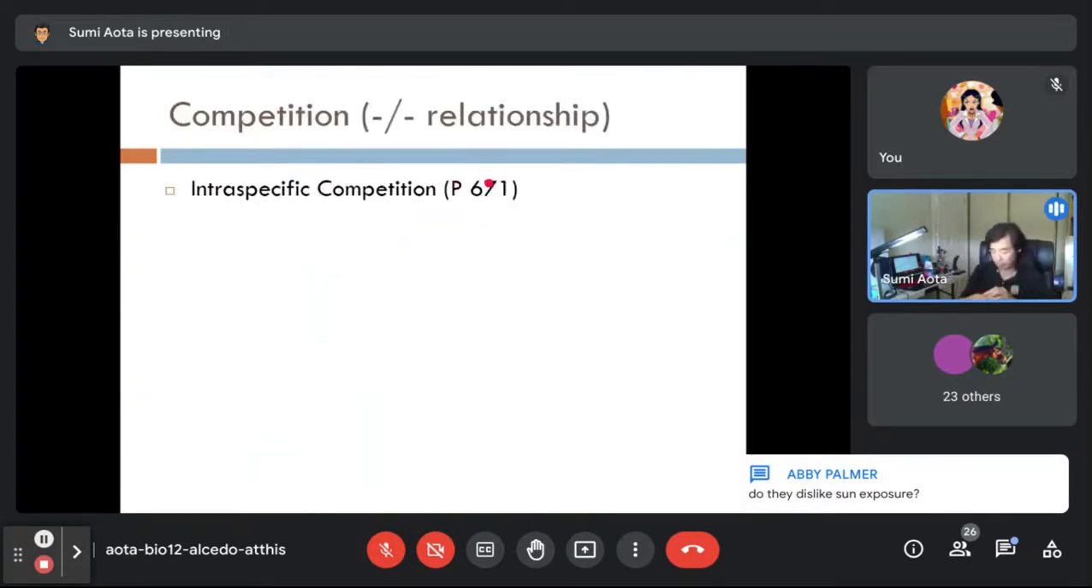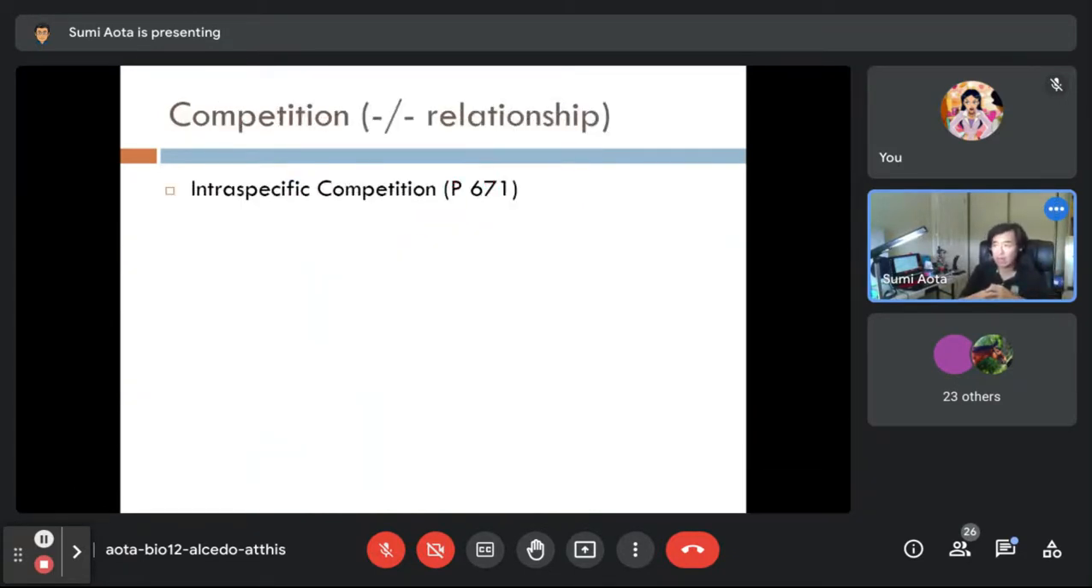All right, so we're going to look at competition next. We're only going to look at one type to start with. They also can't live without water, whereas species one can tolerate drought conditions for a few hours.